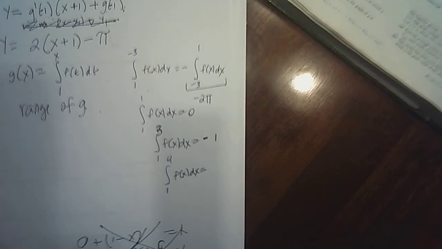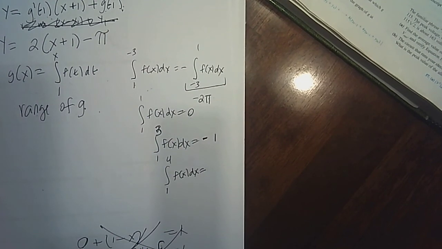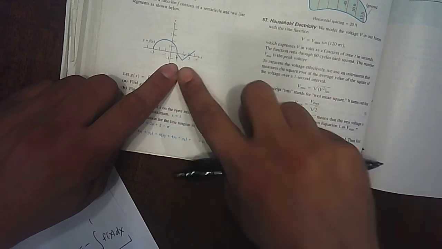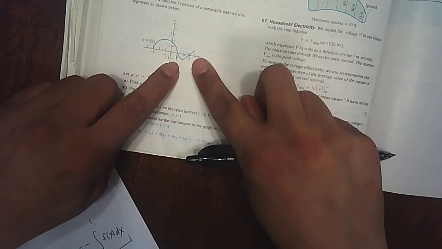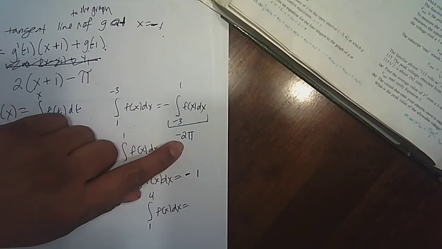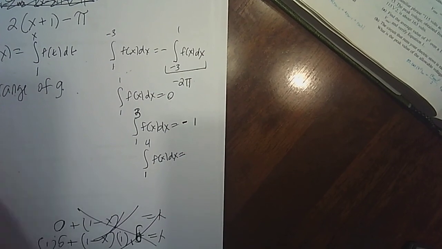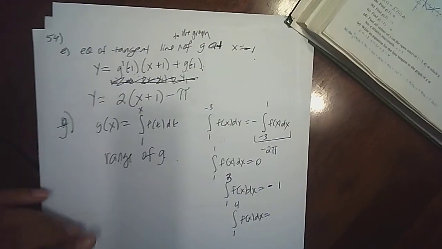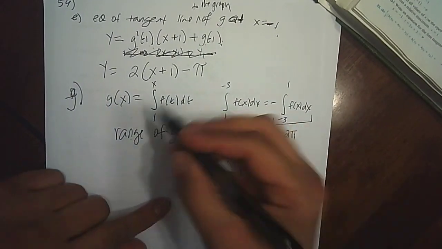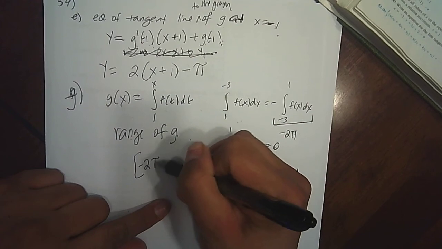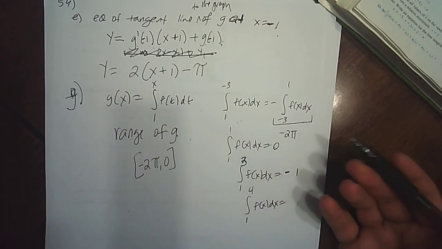Again, I'm just supposed to find the smallest y value and largest y value because that's how you write the range of a function. The integral from 1 to 4 is going to be negative also, and this is the smallest y value. I'm never going to get a positive answer, because I'm stuck going from 1, so my biggest y value will be 0. So here's the range of g, from negative 2 pi to 0. That's the range of g.